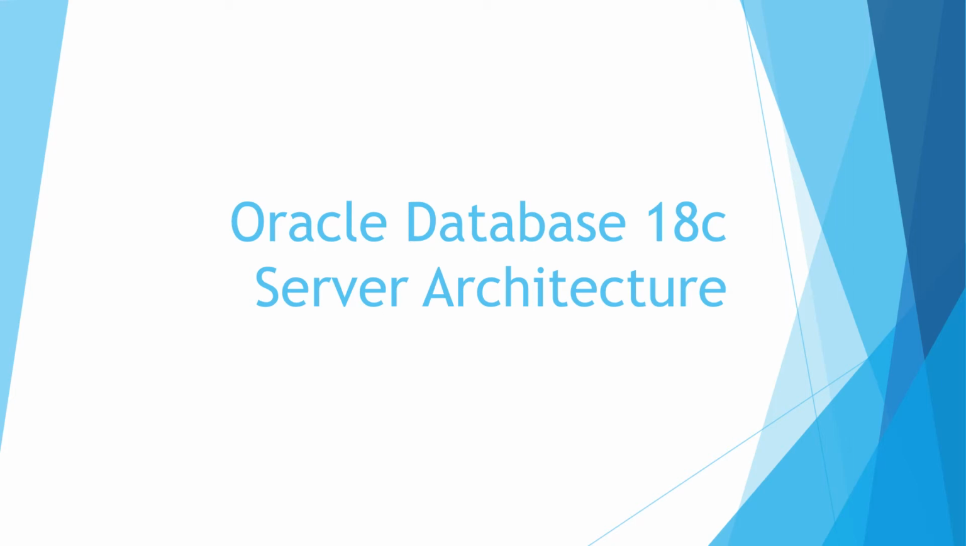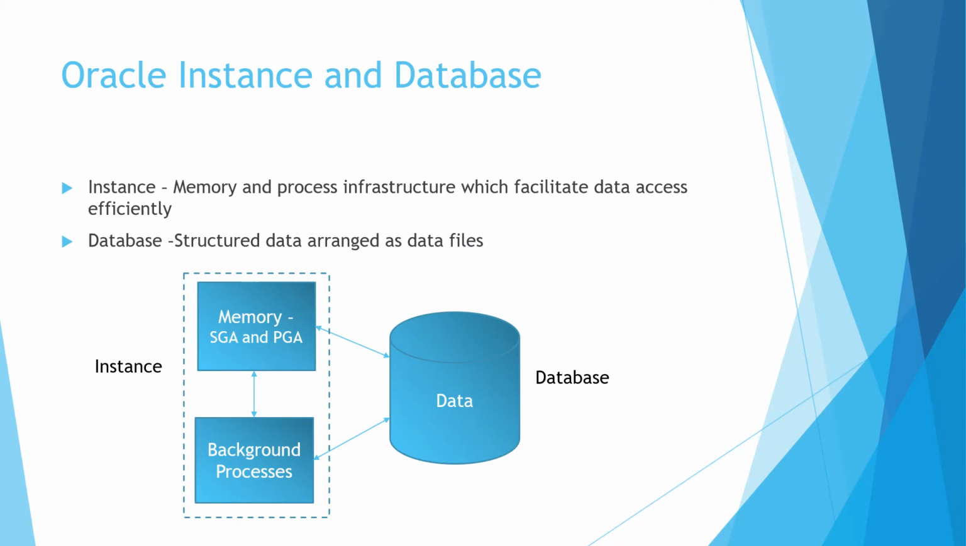Hi, this presentation describes the Oracle Database 18c server architecture. The Oracle RDBMS consists of structured data and a memory and background processes. The memory and the background processes together are called an instance. When an Oracle instance is started, the memory structures for System Global Area or the SGA and the Program Global Area or the PGA are allocated.